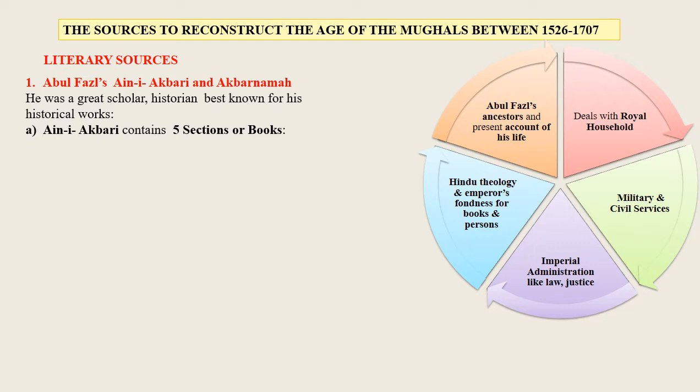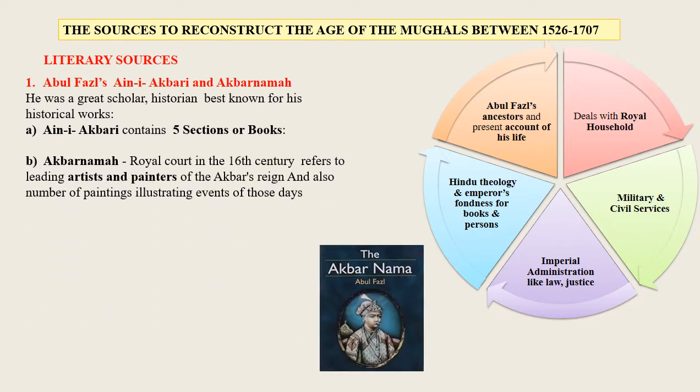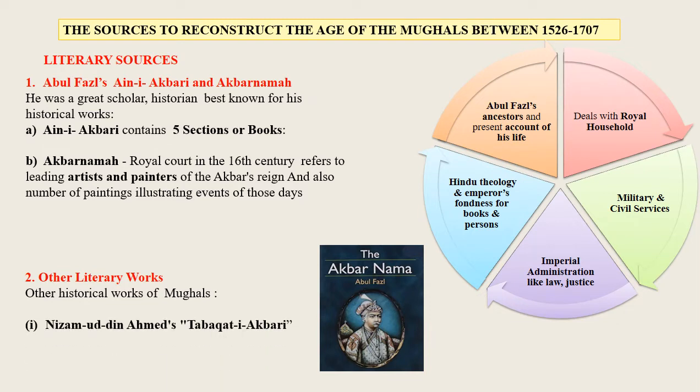Abu Fazl's other work, Akbarnama, is a primary source to have an idea about the royal court in the 16th century. Abu Fazl refers to the leading artists and painters of Akbar's reign. Akbarnama contains a number of paintings illustrating events of those days. Other literary works: a few other historical works of the age of the Mughals are Nizamuddin Ahmad's Tabakat-e-Akbari and Emperor Jahangir's autobiography.